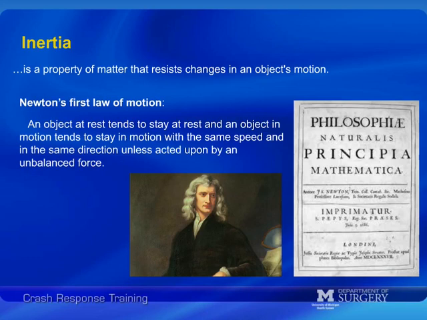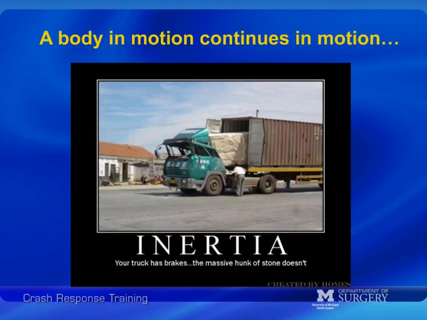So let's talk first about inertia. Inertia is a property of matter that resists changes in an object's motion. Remember Isaac Newton's first law of motion. An object at rest tends to stay at rest, and an object in motion tends to stay in motion with the same speed and in the same direction unless acted on by an unbalanced force. But once again, a body in motion continues in motion.